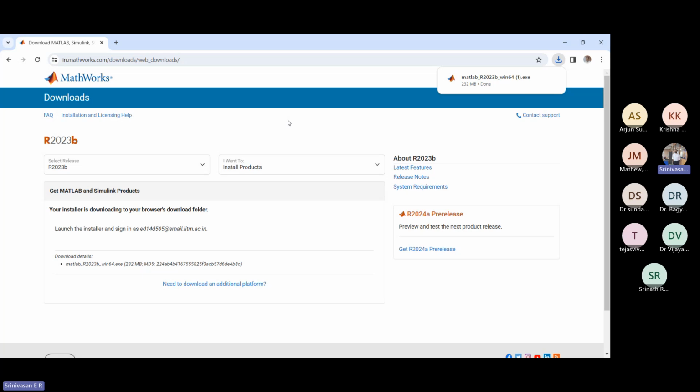So twice every year they update the software, and then all we need to do is run the exe file that is downloaded. First MATLAB will be extracting the exe files, and I've already installed it in the system, but just for the sake of demonstration, I'm showing it.